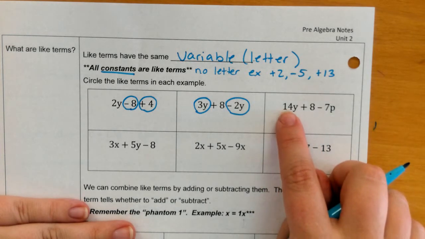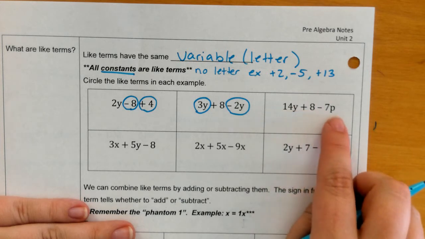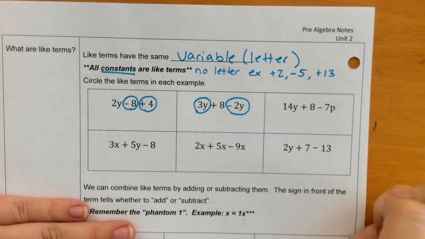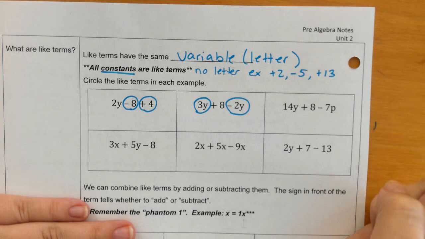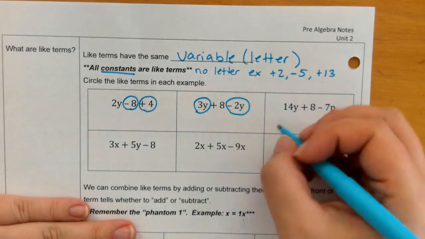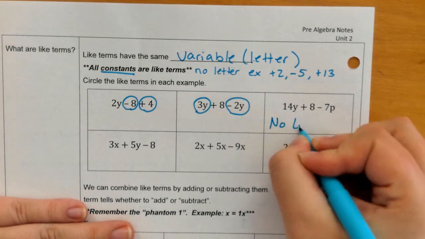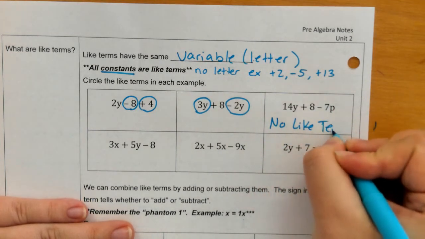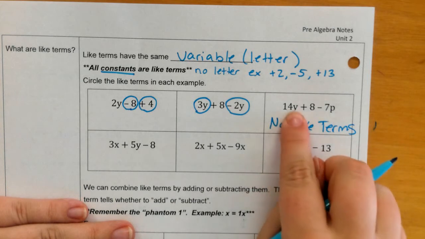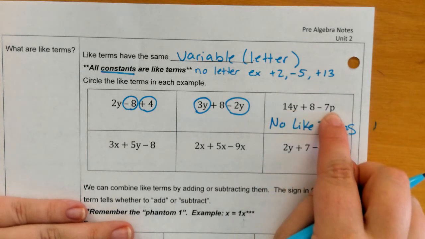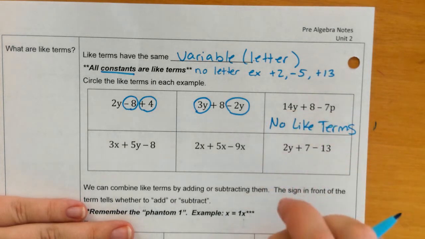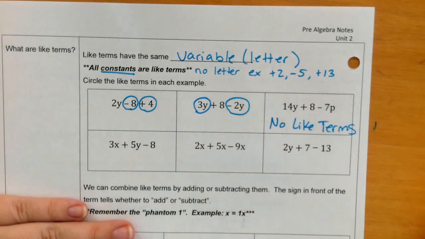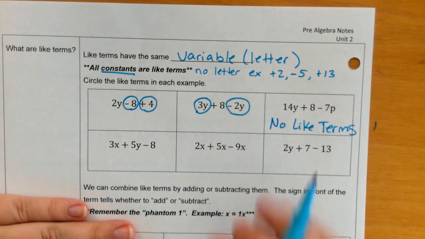If we look over here, 14y + 8 - 7p, what are our like terms? If you're having trouble with this one, it's because in this example there are no like terms. Because this one has a y, this one has p. Y and p are not the same letter. And 8 doesn't have a letter at all. So there's actually nothing in here that are similar or that are like.